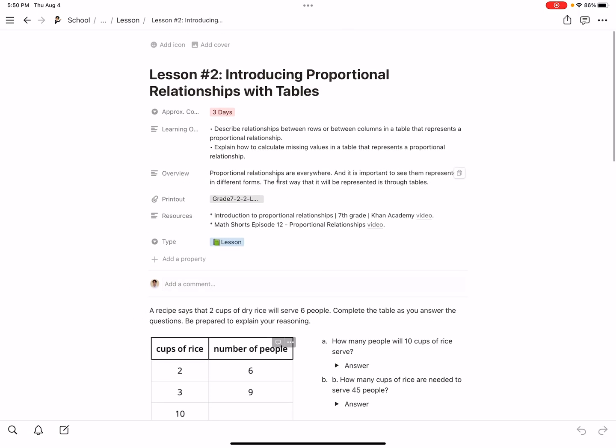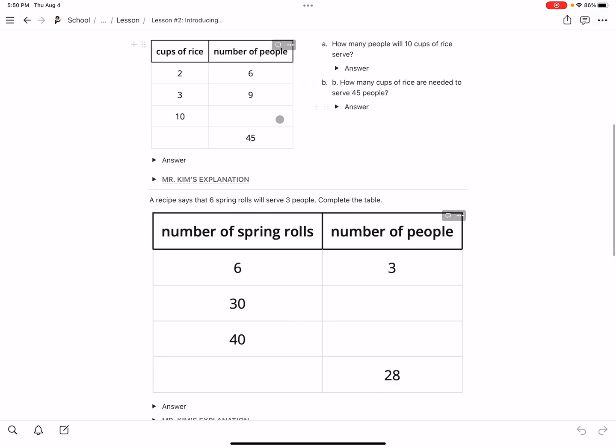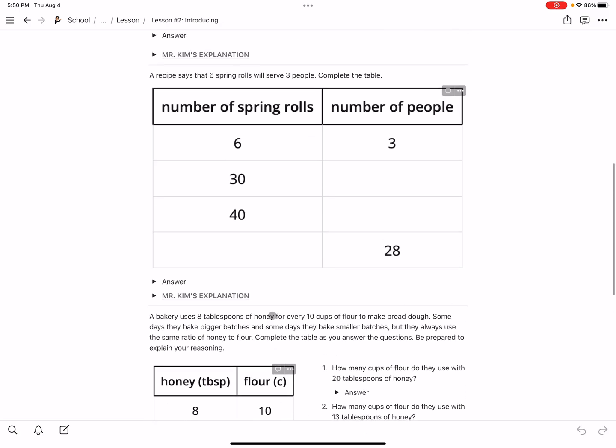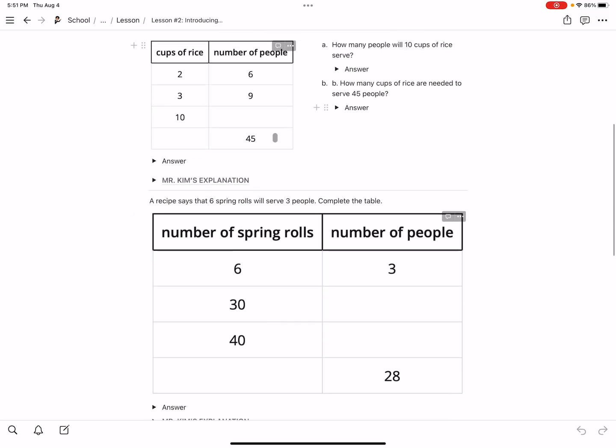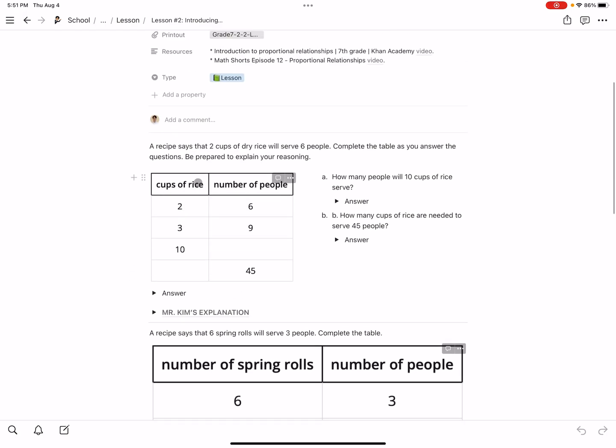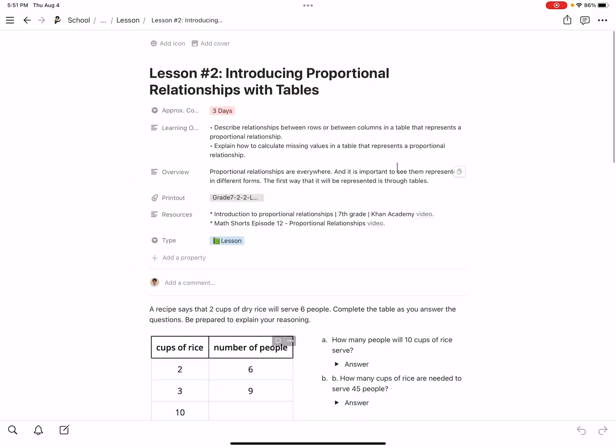And so this should take you about 3 days. Once again, 1 hour, 1 hour, 1 hour. Really wrestle with it and then click the answers. And then if you still don't understand, click on Mr. Kim's explanation. And if you still don't understand, then please come to the office hours. I'll be more than happy to help you guys with it.